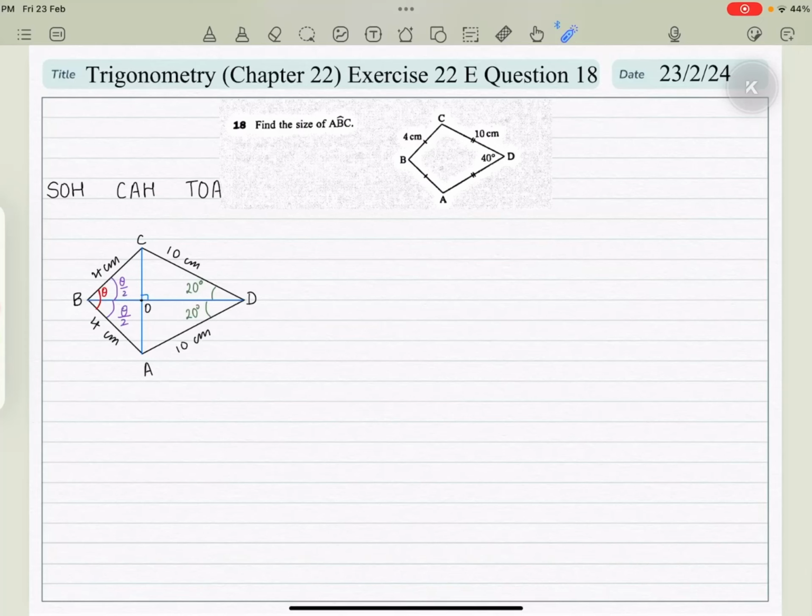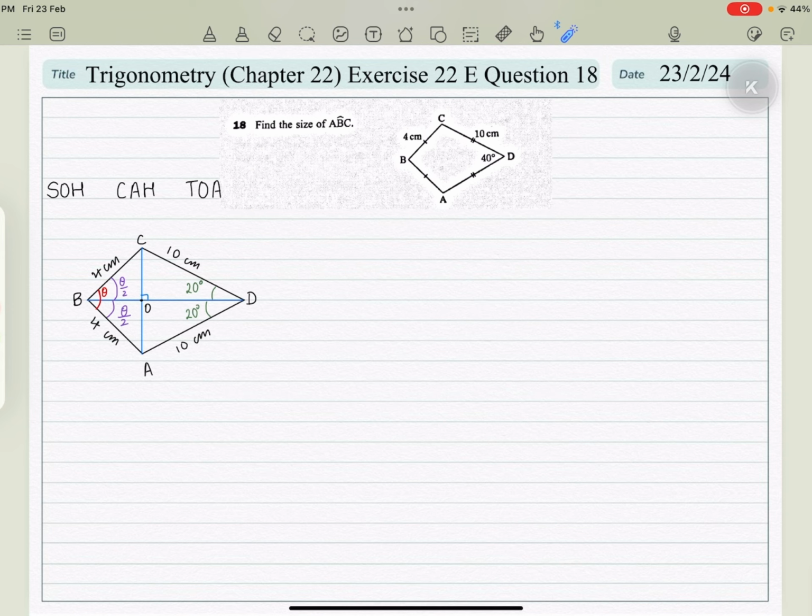Hello everybody, so today we're going to be dealing with Trigonometry chapter 22, exercise 22e, question number 18. This question is a clear-cut question dealing with a figure of a kite and showing its dimensions of 4 centimeters and 10 centimeters and giving us an angle and wanting us to find the angle ABC.